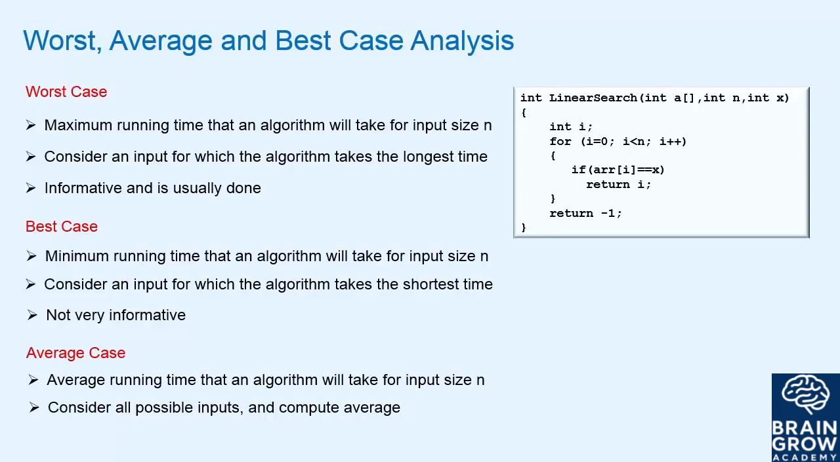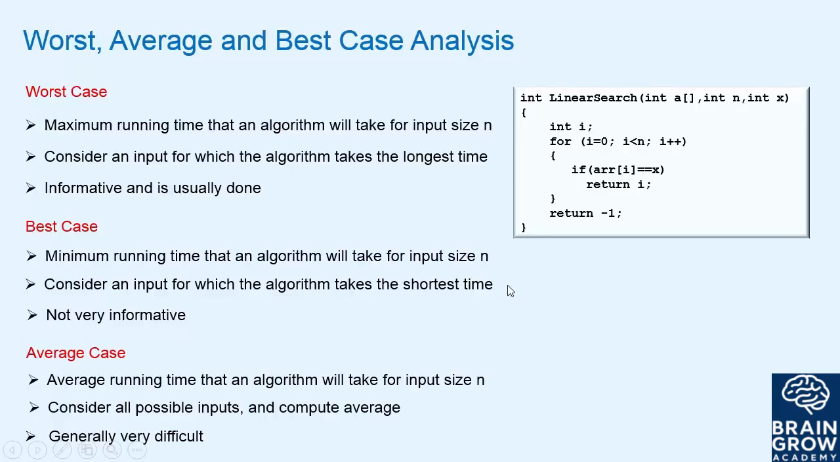For example, an algorithm that takes some seconds in best case might take days to execute in worst case or average case. The average case analysis is very rarely done because calculating time complexity in average case is generally very difficult. So the worst case analysis is most useful and informative and can be easily done. That's why while analyzing algorithms, we generally consider the worst case.